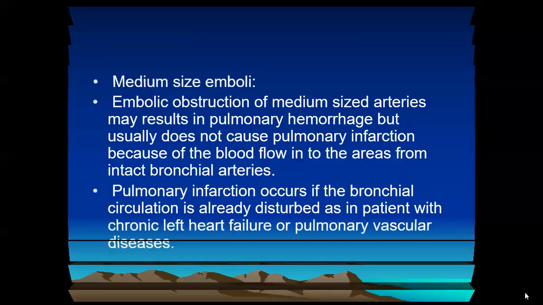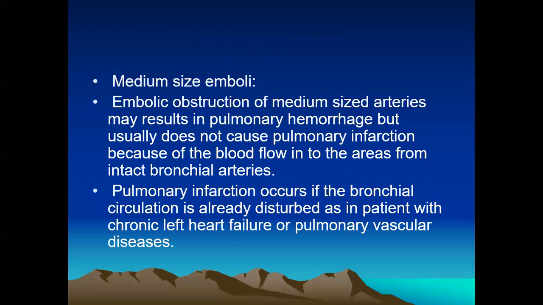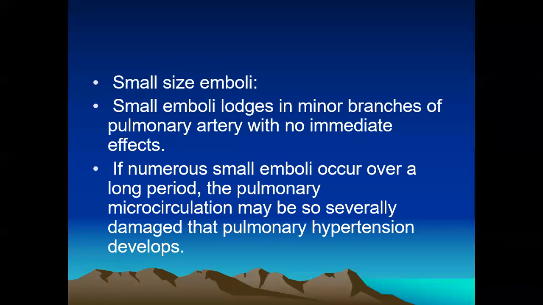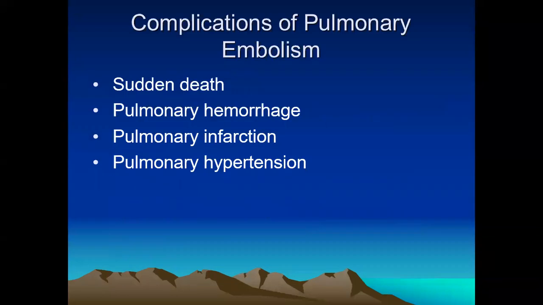There is the massive embolus, and the medium size embolus, which we already discussed, and the small size embolus, which can cause complications like pulmonary hemorrhage and infarcts, involving the small arterioles. What are the most common complications of pulmonary embolism? Sudden cardiac death, pulmonary hemorrhage, pulmonary infarction, and also pulmonary hypertension.